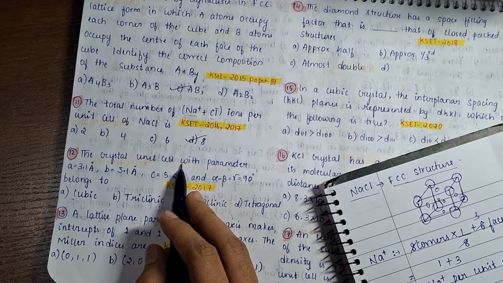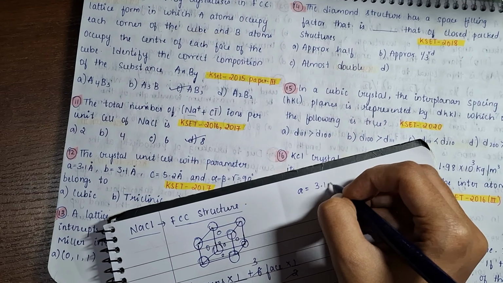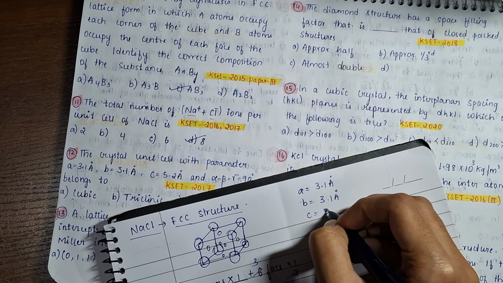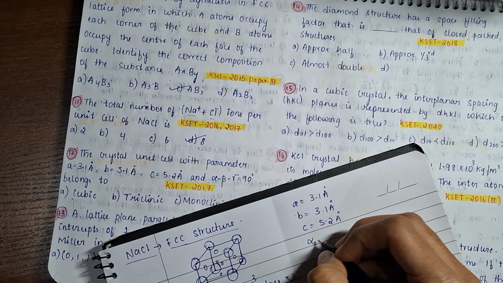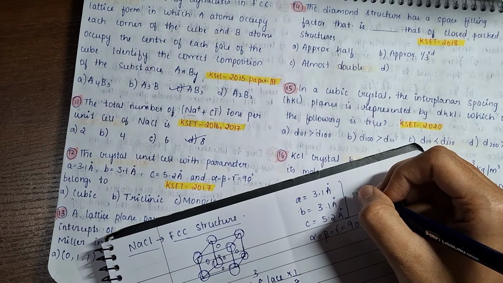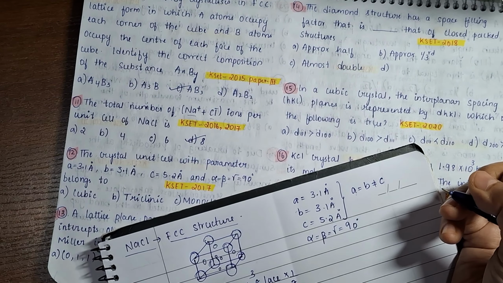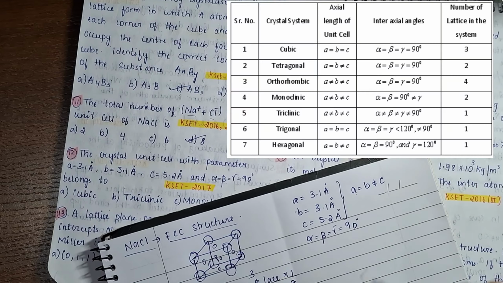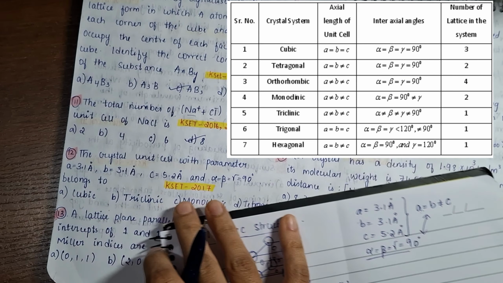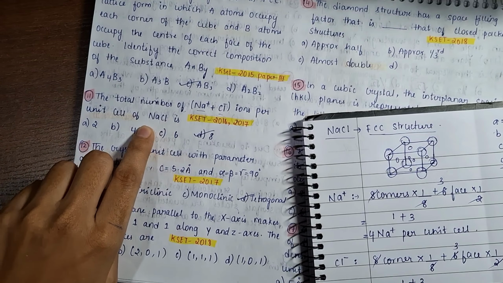The crystal unit cell with the parameters a equals 3.1 angstrom, b equals 3.1 angstrom, c equals 5.2 angstrom, and alpha equals beta equals gamma equals 90 degrees. See, from here we can see that a is equal to b, but c is not equal to a and b. So there is a table here according to which we can see that it is a tetragonal structure. Also in this question they have asked about NaCl.